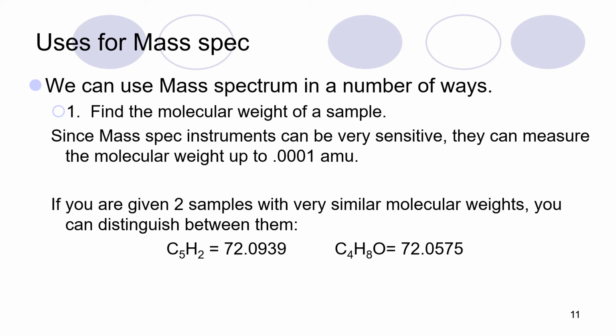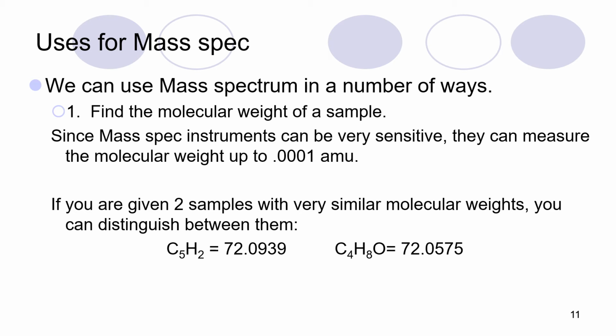All right, so we can use mass spectrum in a number of ways. This first way that you'll see is not as common, or at least not in our lab. We don't even have a mass spec at all, so we're really just going to be looking at data that's been collected and analyzing it.